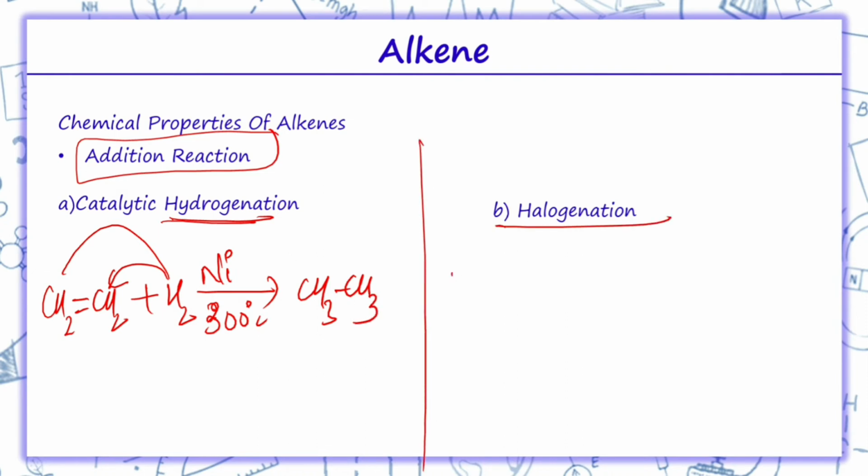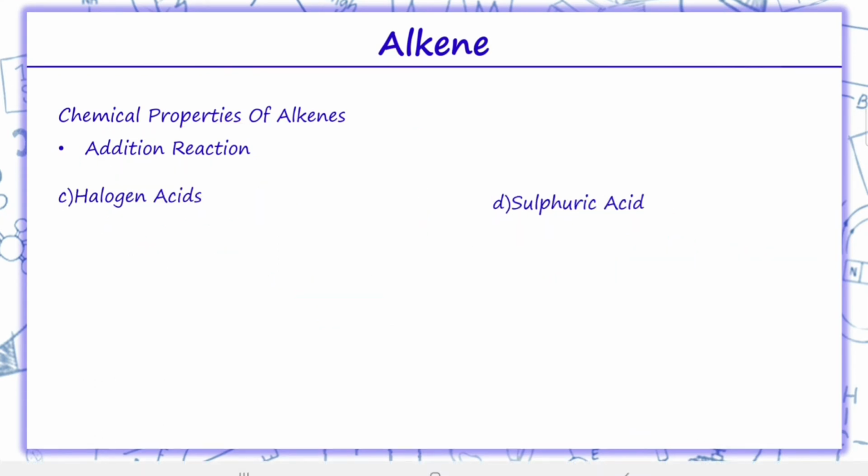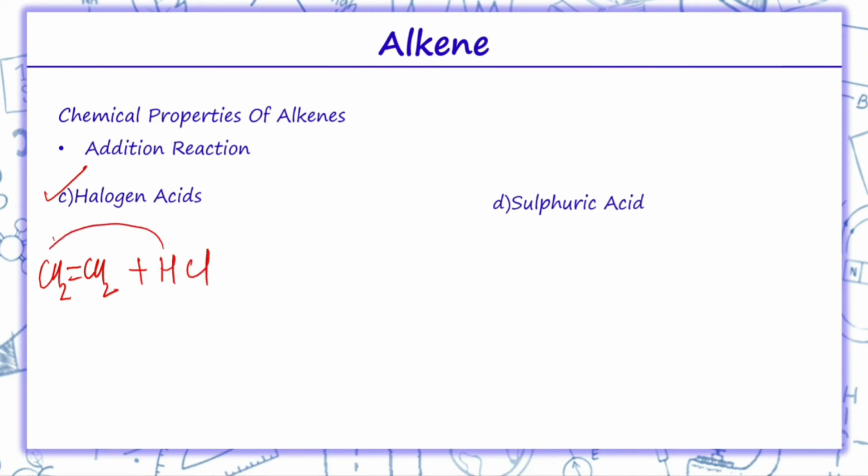Similarly, in halogenation, halogen is added, that is Cl2. One Cl will go to this carbon and the other Cl to this carbon in presence of carbon tetrachloride. Thus we get CH2Cl-CH2Cl. Next is addition of halogen acid. We take CH2=CH2 alkene plus halogen acid, that is HCl. H will go to the first carbon and Cl to the second carbon. Thus we get CH3-CH2-Cl.